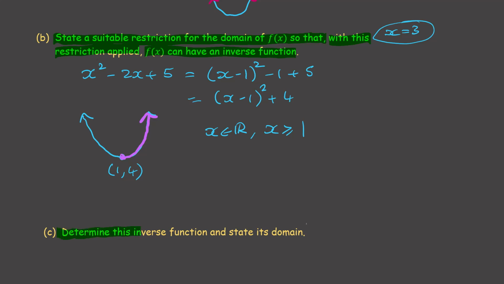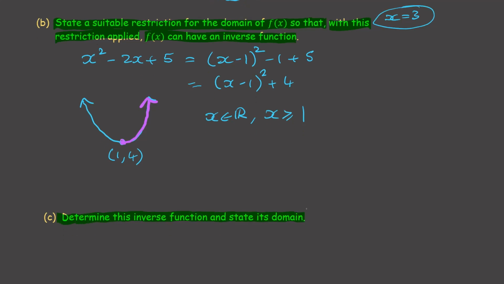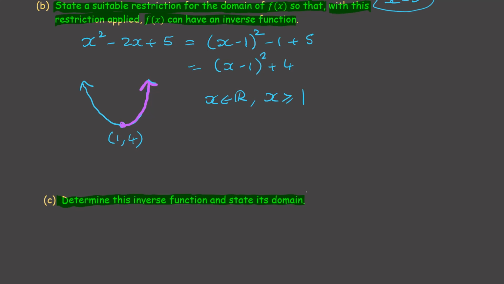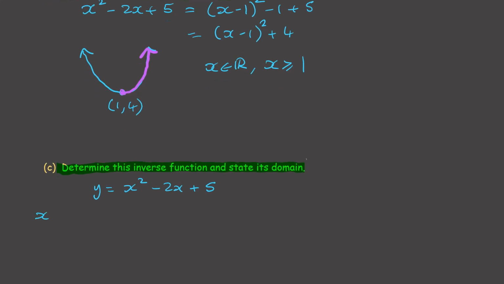We're then asked to determine this inverse function and state its domain. Okay, so we've got y is x squared minus 2x plus 5. Interchange x and y. x equals y squared minus 2y plus 5, which we can write as y squared minus 2y plus 5 minus x is equal to 0.